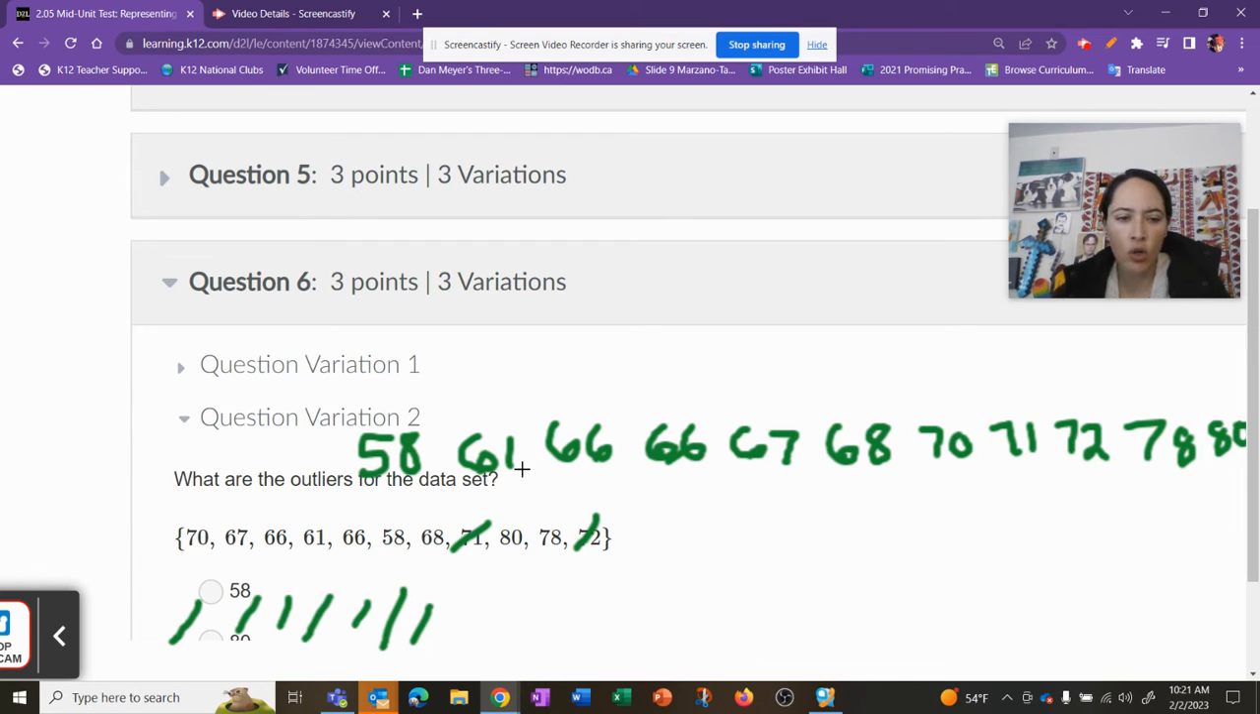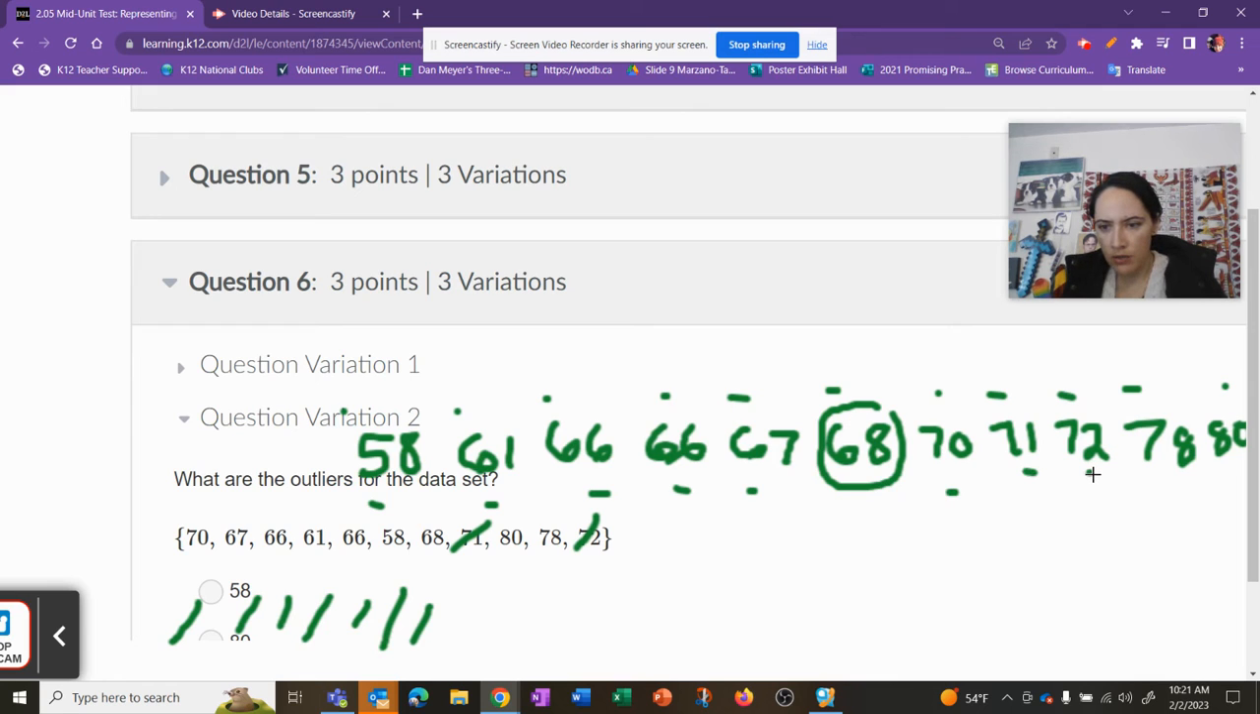Our interquartile range is what we need. Let me see. 1, 2, 3, 4, 5, 6, 7, 8, 9, 10, 11. Oh, that's nice. 1, 2, 3, 4, 5. This is our median. 1, 2, 3, 4, 5. Okay, this is our Q1. See, it's smack in the middle, no math.